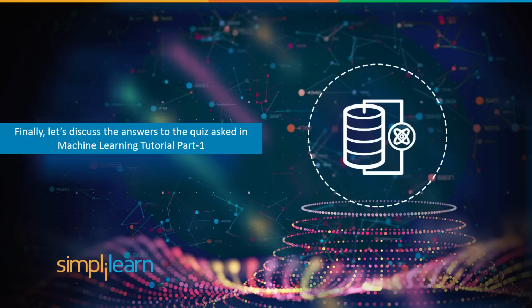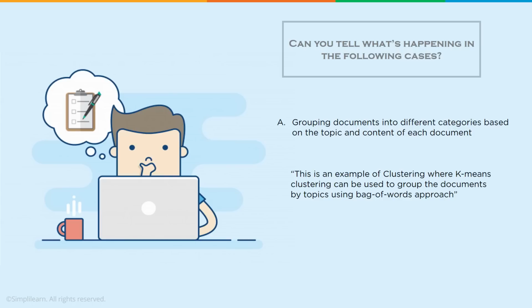We're going to go in there and let's discuss the answer to the quiz asked in Machine Learning Tutorial Part 1. Can you tell what's happening in the following cases? A. Grouping documents into different categories based on the topic and content of each document. This is an example of clustering where k-means clustering can be used to group the documents by topics using bag of words approach. So if you've gotten in there that you're looking for clustering, and hopefully you had at least one or two examples like k-means that are used for clustering different things, then give yourself a 2 thumbs up.